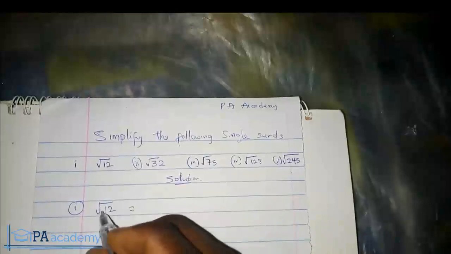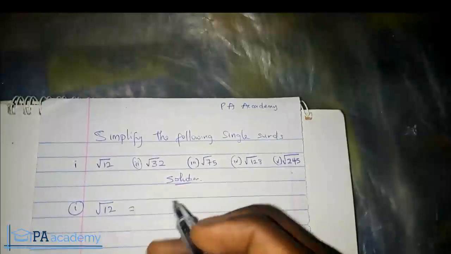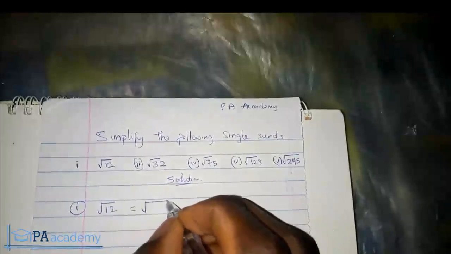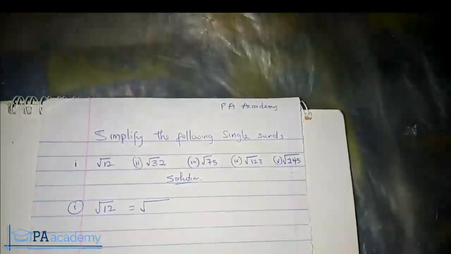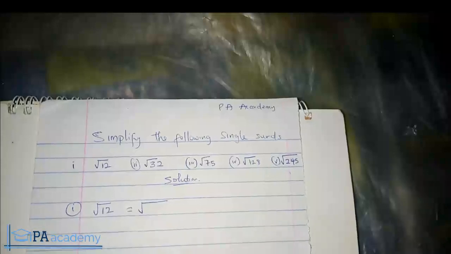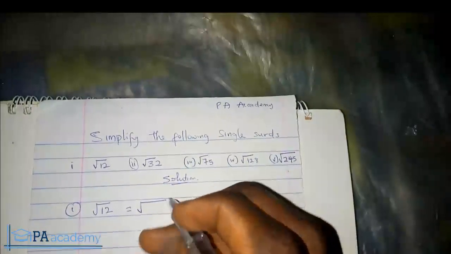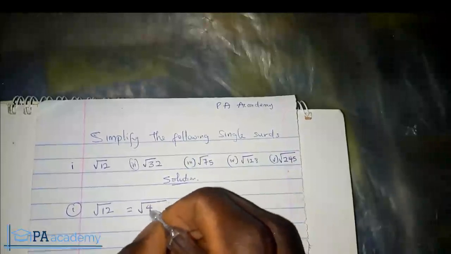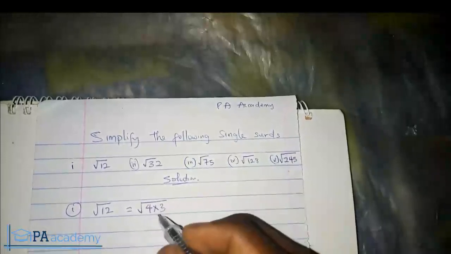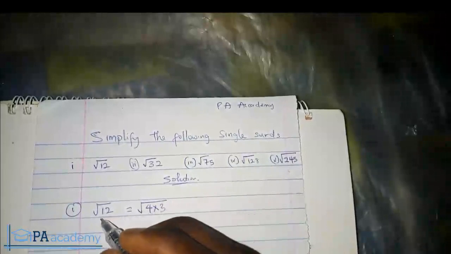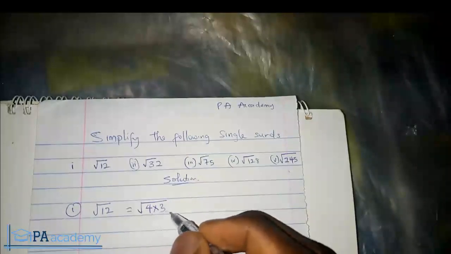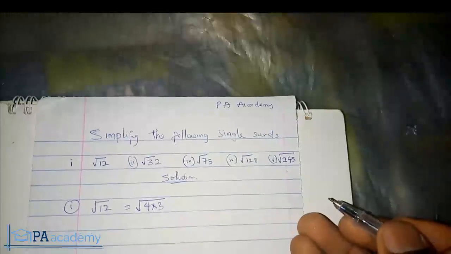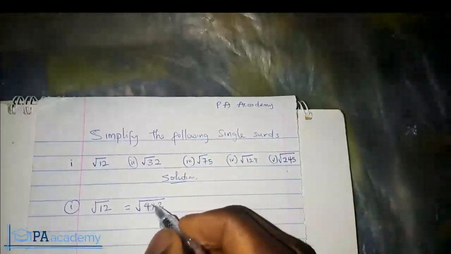So we have root 12. We are going to break it down into two numbers: a perfect square, and another number. What do I mean? A perfect square is a number whereby if you find the square root of that number, it will give you a whole number. So for 12, you can break it down into the square root of 4 times 3. 4 times 3 will still give us 12, and we'll still have our root 12. But because we want to simplify it, we write it as 4 times 3.